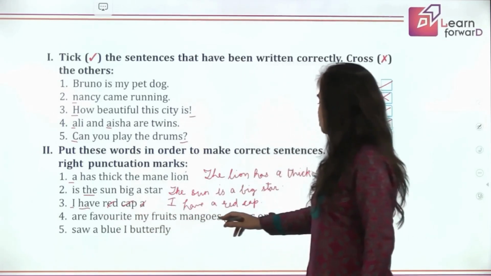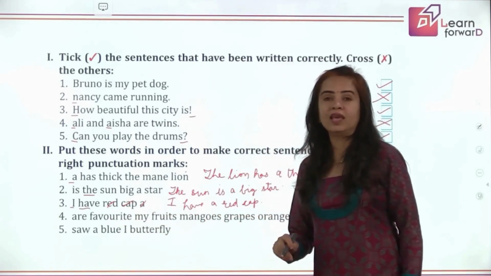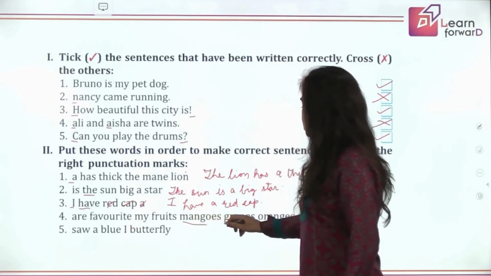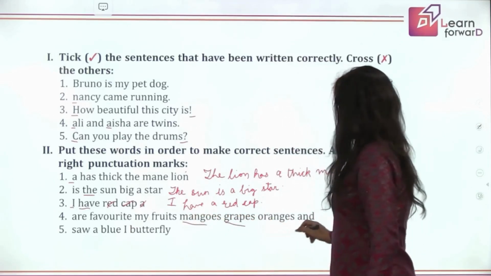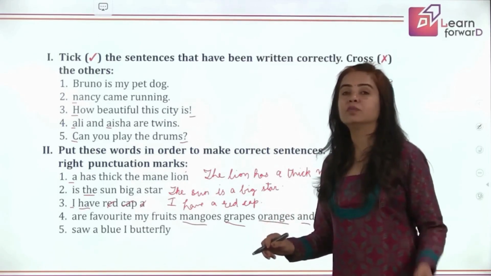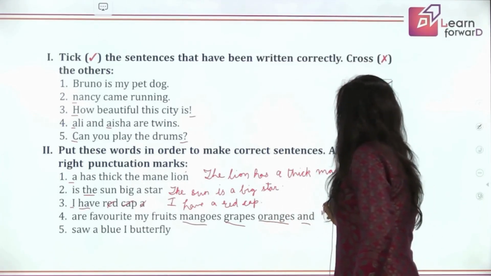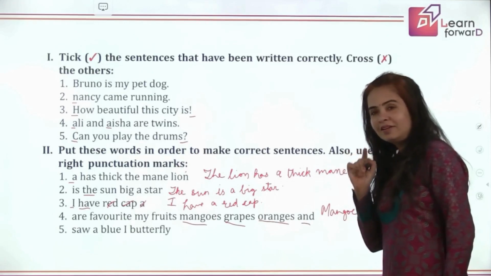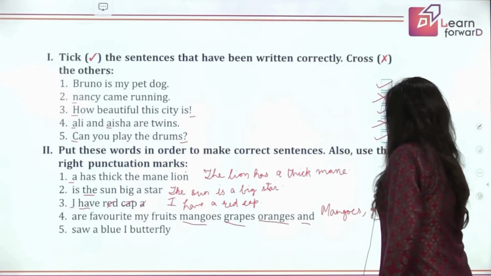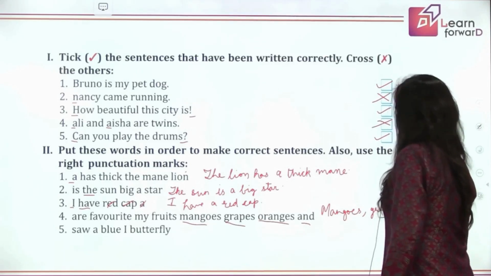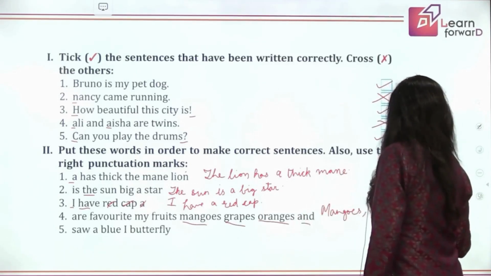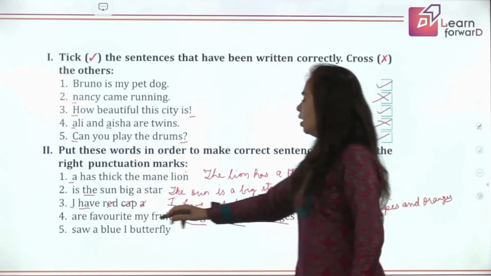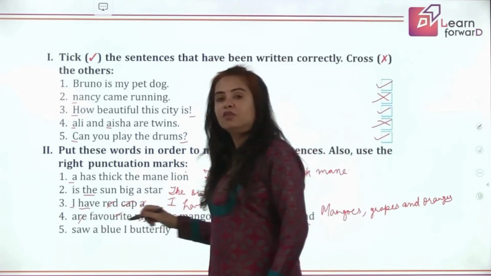Our favorite, my fruits, mangoes, grapes, oranges, and okay. So it's a long list of fruits, your favorite fruits. So how will we start? Mangoes, grapes, and oranges. Very good. And any of the fruits you can write first, but that will start with a capital letter. So let me start with mangoes. It's the favorite of most of us. Then we'll put a comma. Very good. Should I put a comma after grapes also? No, because after that only one word is left in the list. And oranges are my favorite fruits. Very good.